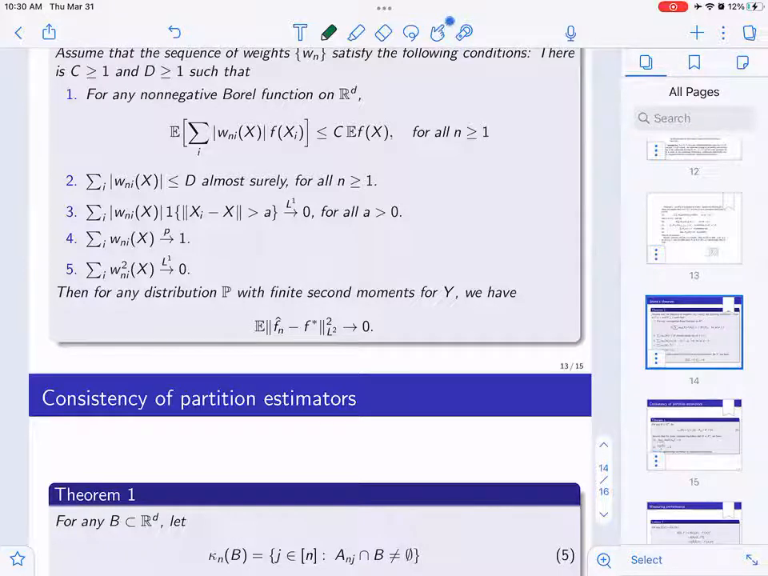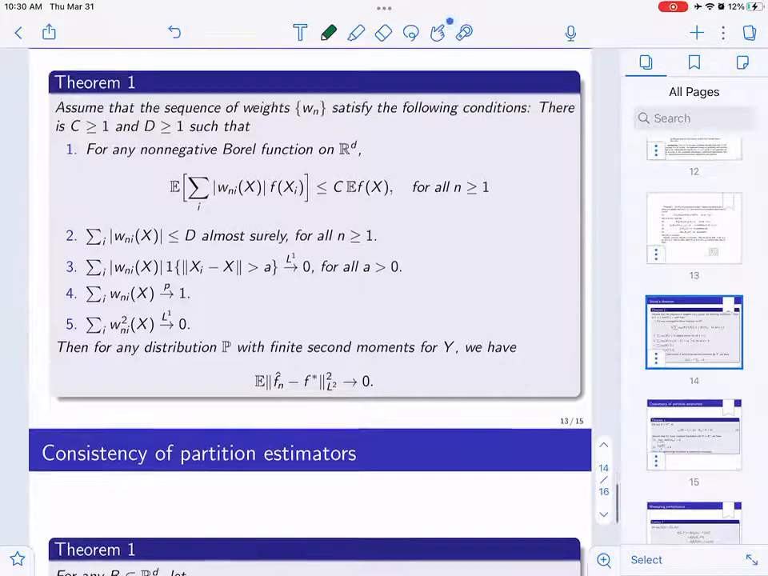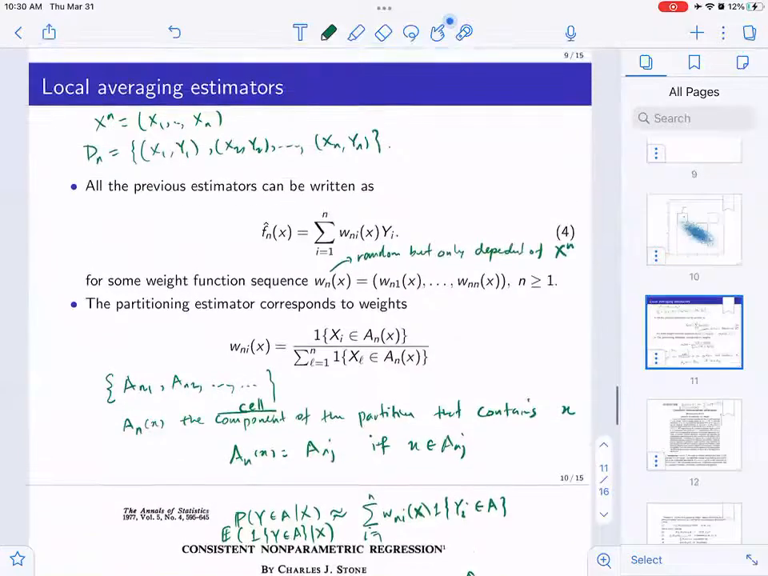This condition just says that if I sum these weights in absolute value, they're bounded, almost surely. This is almost always the case for us, and in fact, usually for us, this is just 1. If you go back to these weights, they're non-negative, and if I sum them, if this cell is non-empty, then the sum would be 1. If the cell is empty, I can define it however I want. Let's say I define it to be 0.